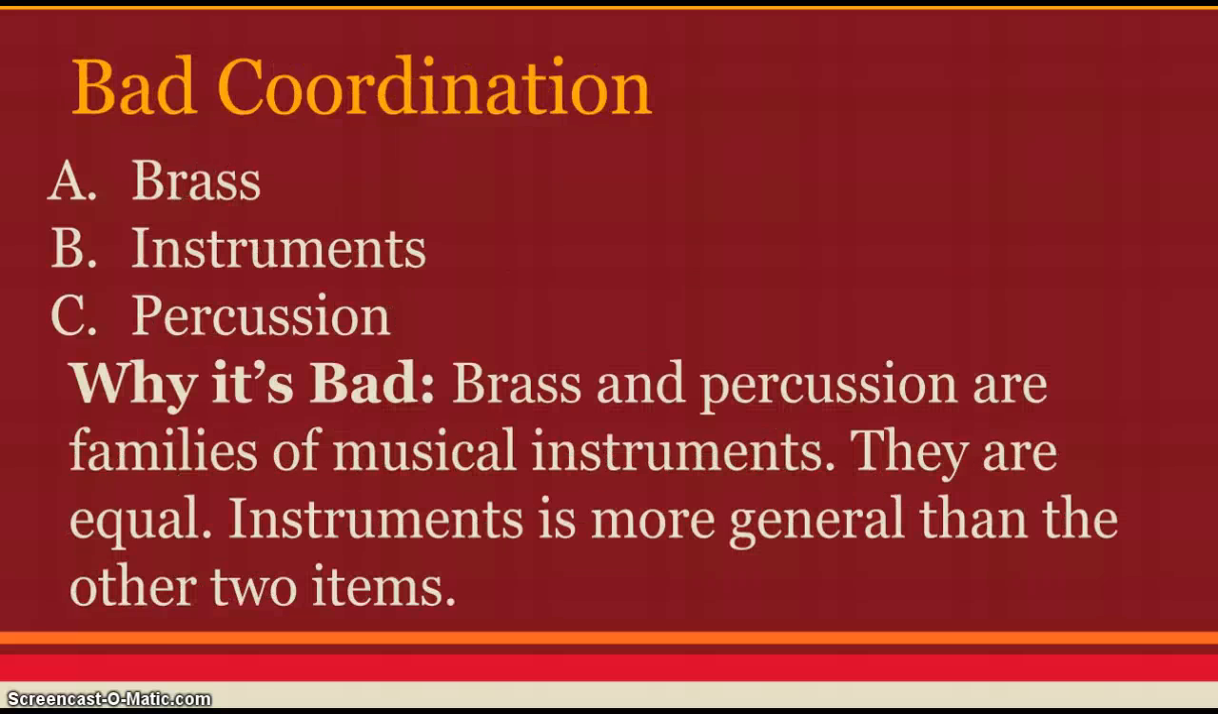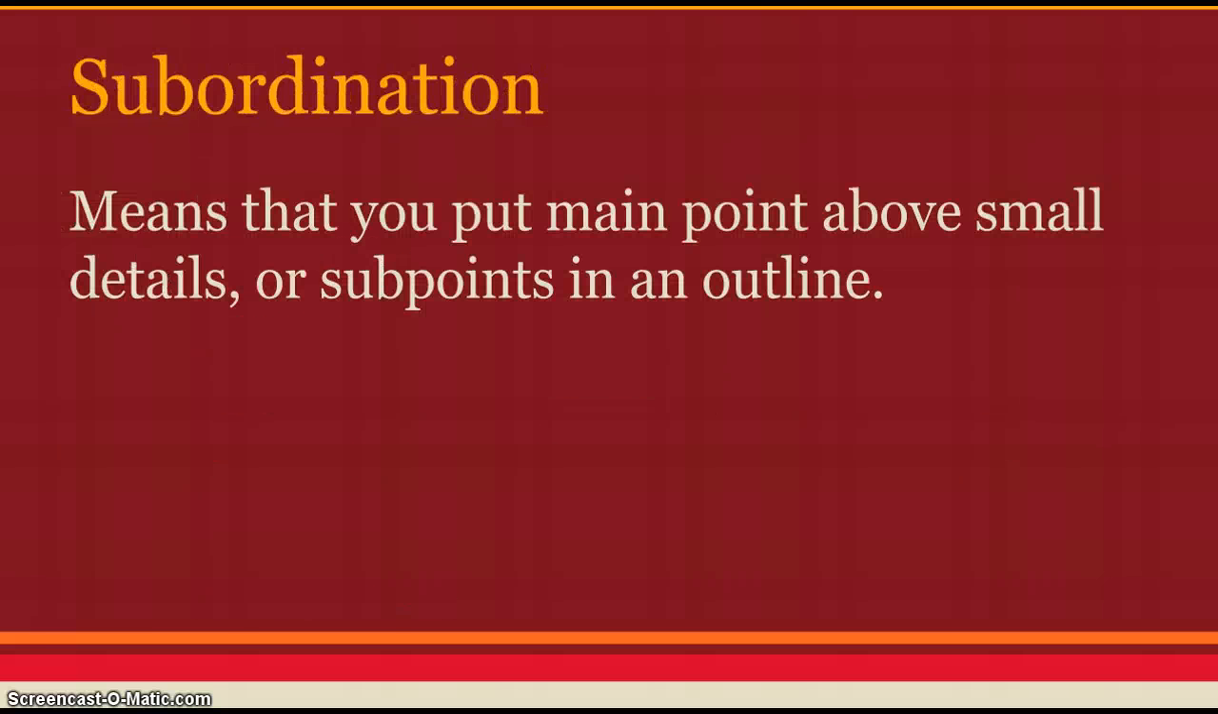Bad coordination, and this example is A is brass, B is instruments, and C is percussion. And it's bad because brass and percussion are families of musical instruments. They are equal, but instruments is more general than the other two items. So again, brass and percussion are families of musical instruments, and they are equal, and instruments is more general than the other two items. For example, instruments would be a great major topic for brass and percussion, but it does not belong in the list.